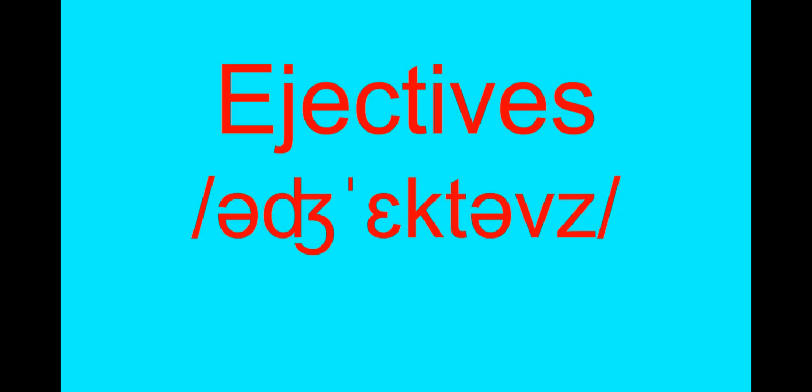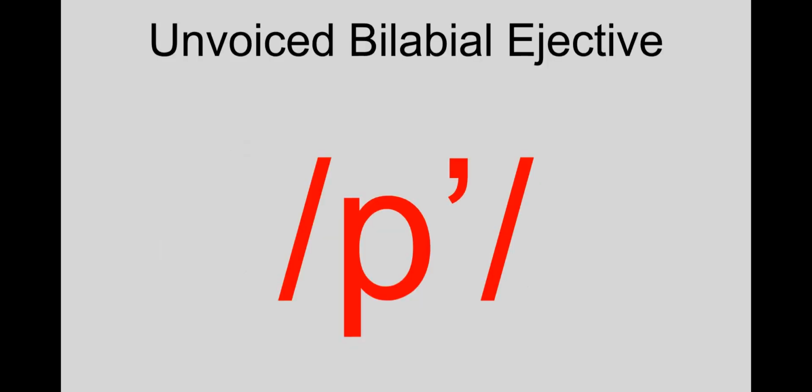Next, ejective sounds are basically plosives, but non-pulmonic with a pause after them, and they're written as regular phonemes with an apostrophe afterwards.